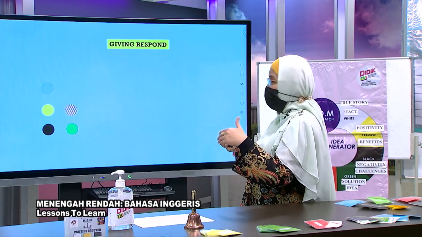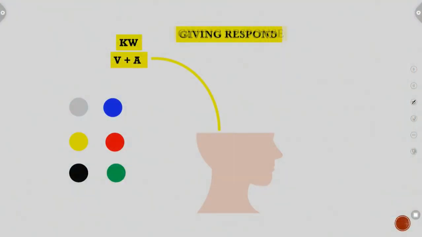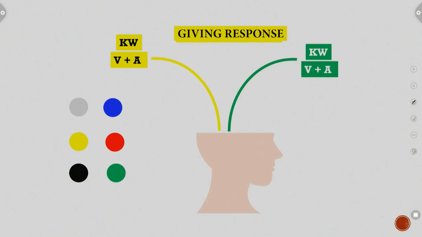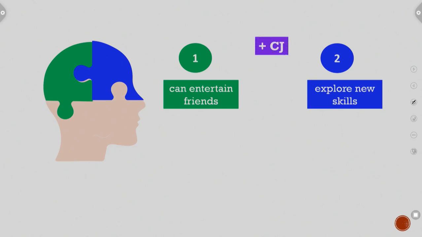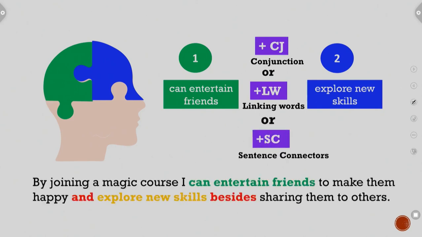These were the colors that the students have shared with us just now. In a sentence, be it three sentences, two sentences or one sentence, they are supposed to have at least two or three colors, with their VAs as their keywords. The first one is green, giving ideas or suggestions with the modal verb can, so: can entertain friends. The next color is blue, conclusion: exploring new skills. Then you just combine them together with either a conjunction, linking words or sentence connectors. And voila, this is what happens when they give their response.